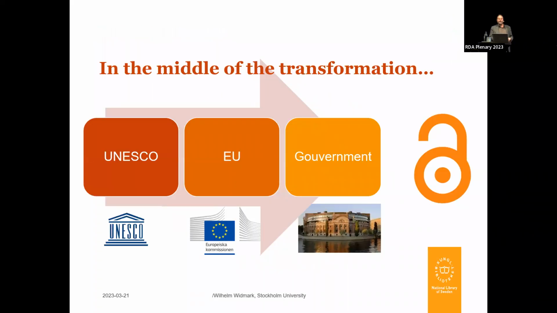So I think we are in the middle of a transformation. We have talked about open science now for many years, and there needs to be a transformation. We heard about UNESCO and the open science policy from UNESCO. The EU has done a lot of work on open science, and the governments in the different member states of Europe have done it as well. So the transition is ongoing, but we can't just listen to policies, we have to do things as well.